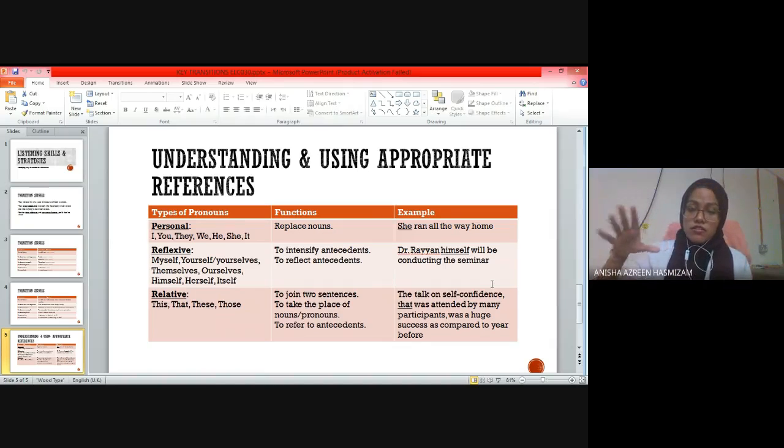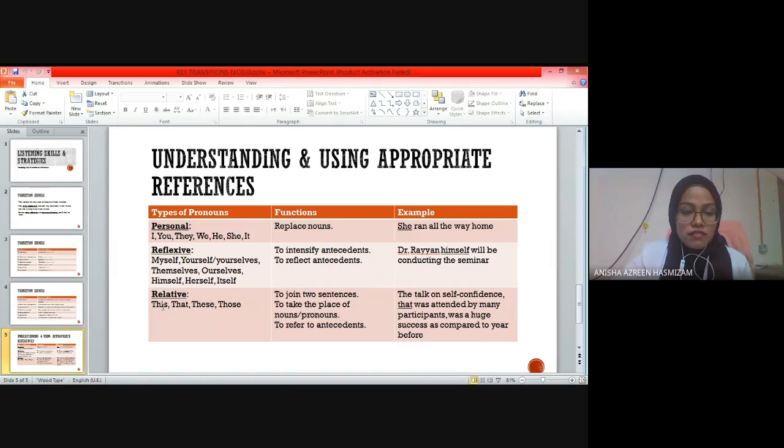Okay, so the thing you are going to have to say is you need to put the noun or the personal pronoun ke apa ke kat depan tu, I ke, you ke, he ke, she ke, we ke, it ke. And then after that baru you guna perkataan reflexive ni. Okay, macam Dr. Ryan himself. Okay, contoh kata kat sini, Dr. Lydia herself will be conducting the seminar.